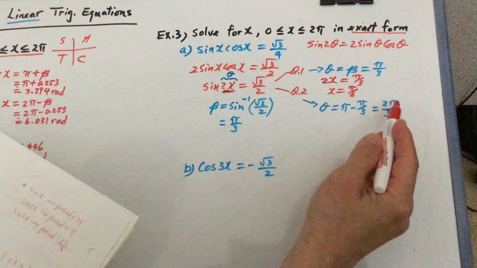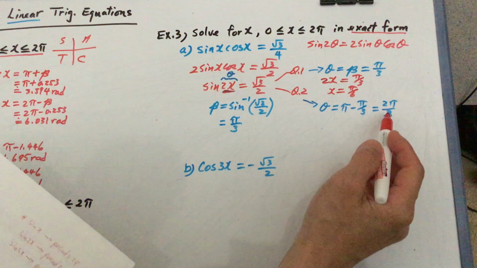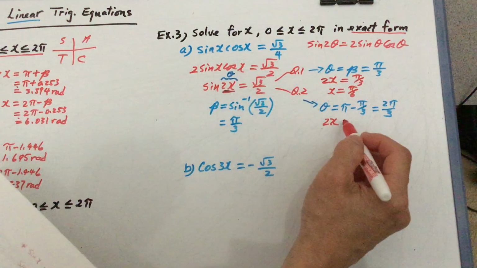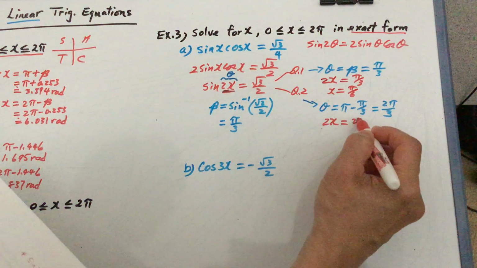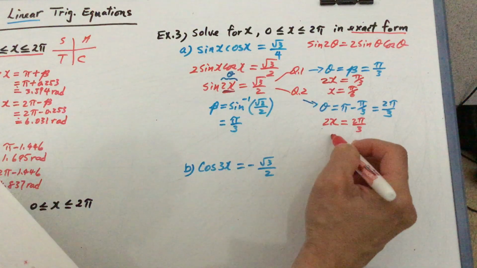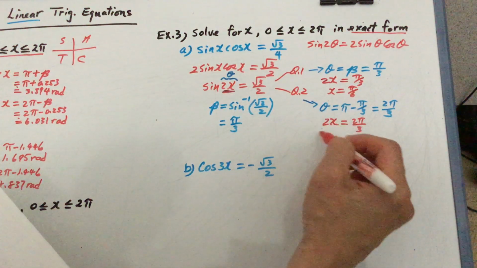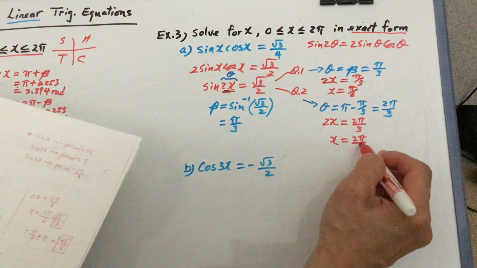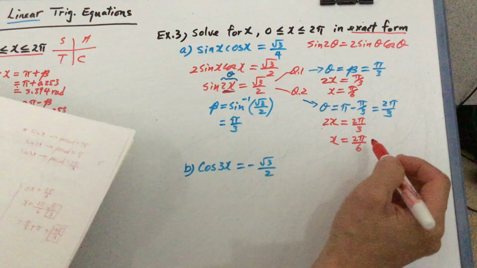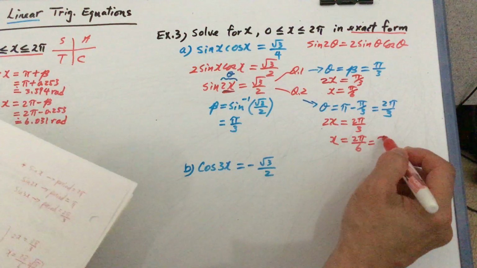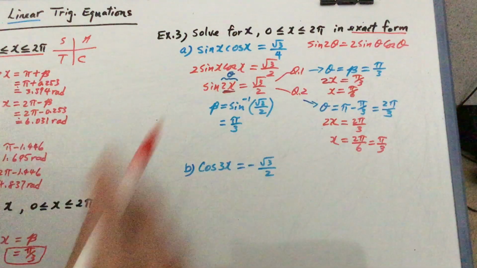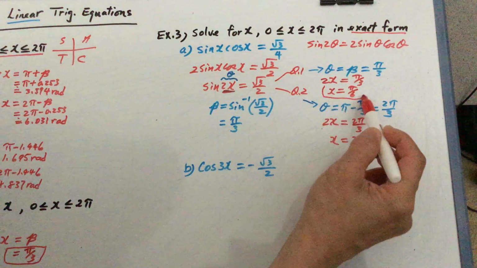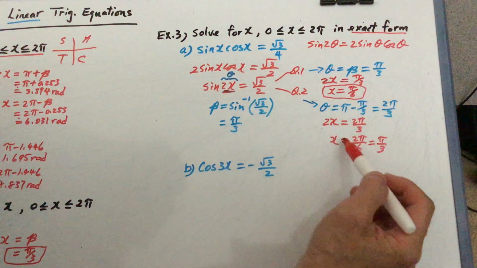Now, same thing down here. My theta is 2 pi over 3 in quadrant 2, but in fact, theta is 2x. So when you set 2x equal to 2 pi over 3, you can solve for the x by multiplying a half on both sides, so you get 2 pi over 6, which will reduce to pi over 3. Okay? But these are not the only solutions.